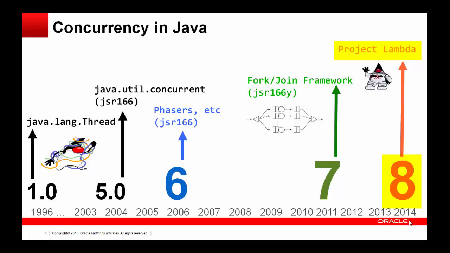So this is why we wanted to add lambdas. It's primarily to make life easier for you as developers to write parallel code that could work in a simple way.